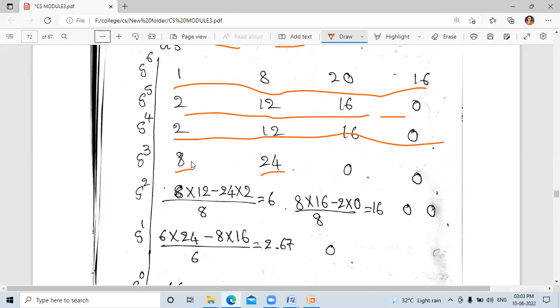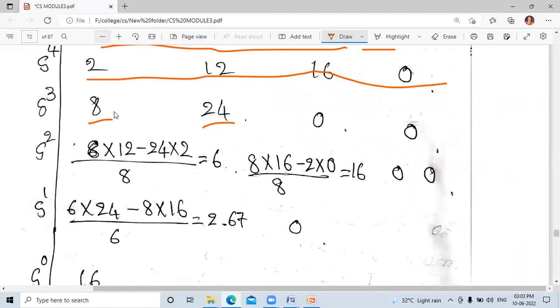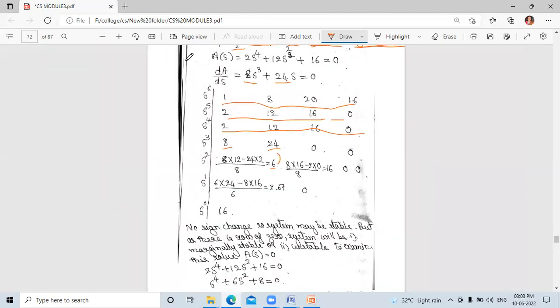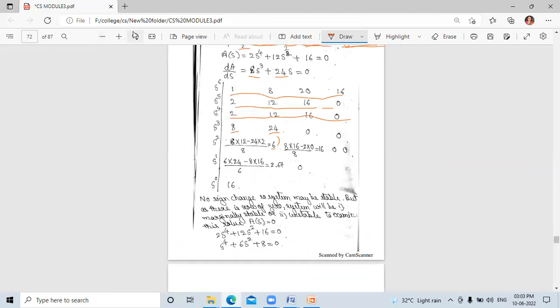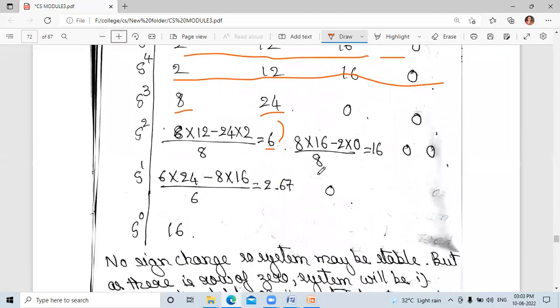Next you continue: 8 into 12 minus 24 into 2 divided by 8, you will get 6. Next, 8 into 16 minus 0 into 2 divided by 8, you will get 16. Next, 6 into 24 minus 16 into 8, divided by 6. So what do you get? 2.67.